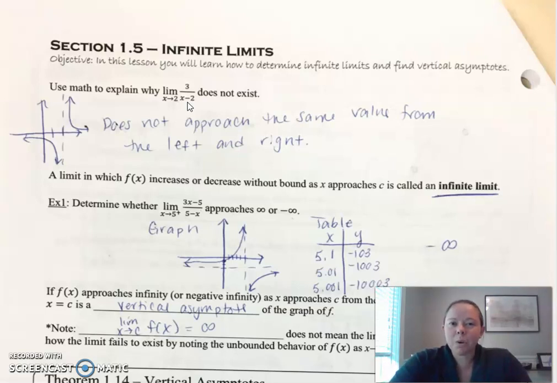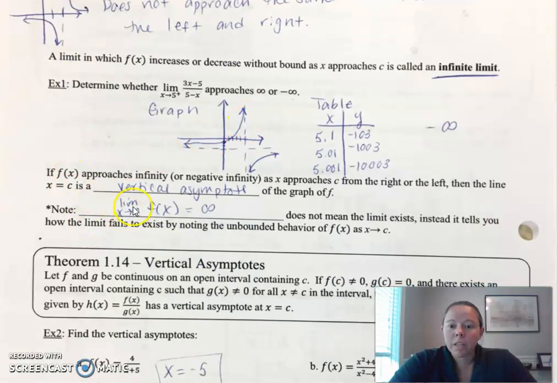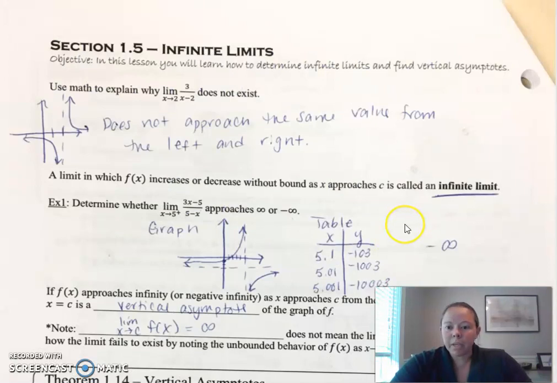Now you might say, Cogswell, we answer with infinity. That's true, but remember infinity, that's down here. Note, the limit as x approaches c of f of x equaling infinity does not mean the limit exists. You're just instead telling me how it fails to exist. All right, so let's jump back up here.